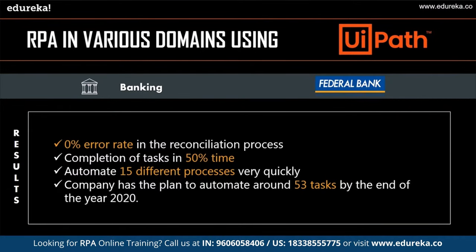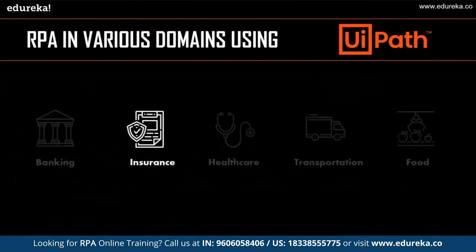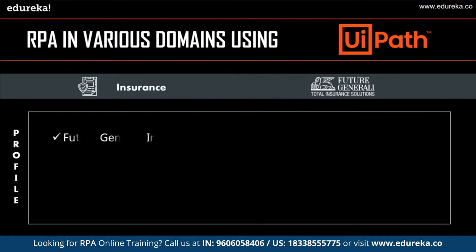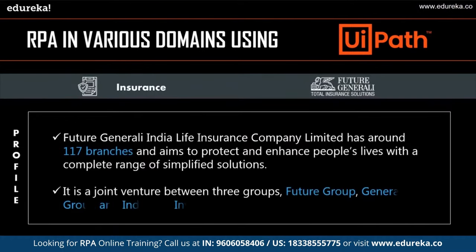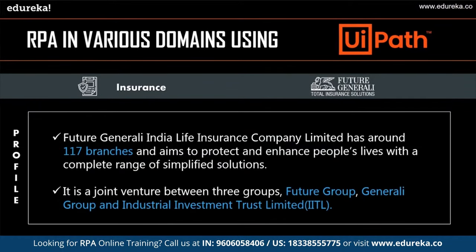Well, that was about the banking sector, guys. Now let's move on to the next sector, that is RPA in insurance. To explain how RPA is used in insurance, I'm going to consider the company Future Generali India Life Insurance. Future Generali India Life Insurance Company Limited has around 117 branches and aims to protect and enhance people's lives with a complete range of simplified solutions.